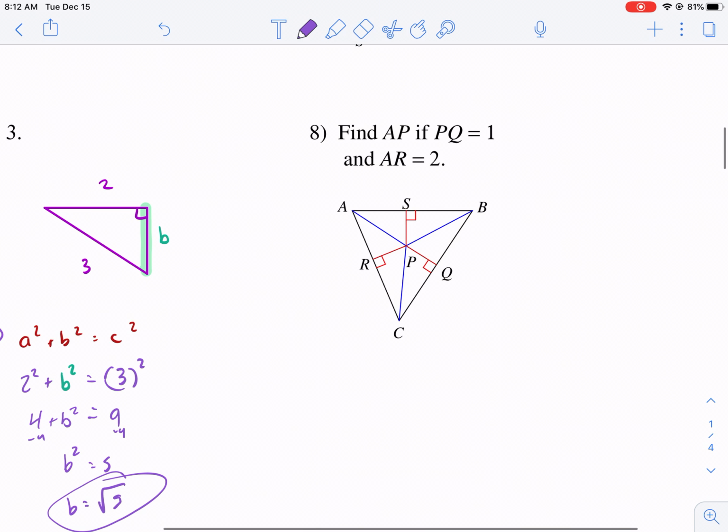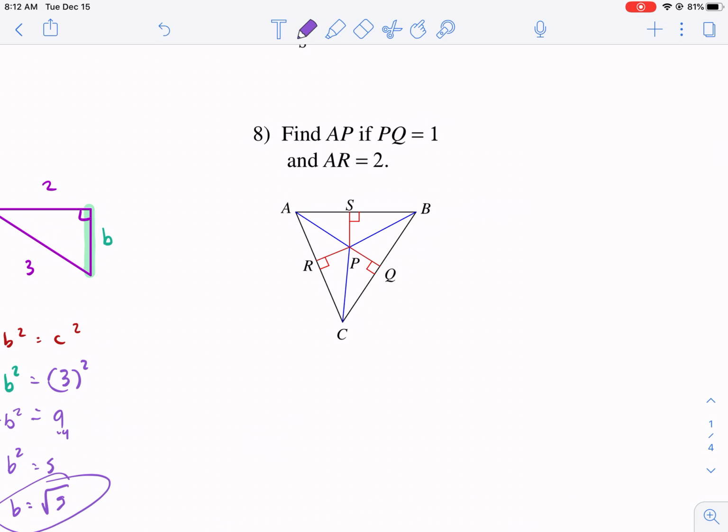Okay. AP if PQ equals 1. Okay, so if we're looking for AP, let me find it first. Actually difficult to find. Here we go. This is AP. And we want to know that PQ equals 1.